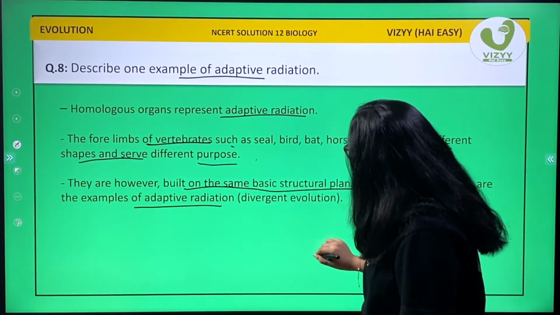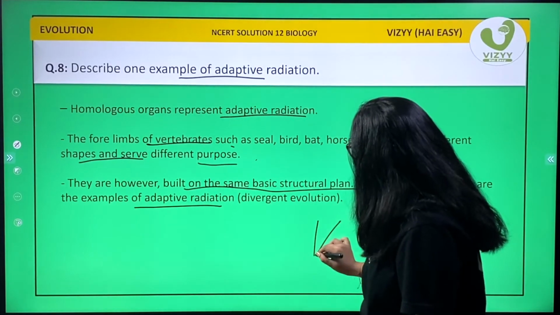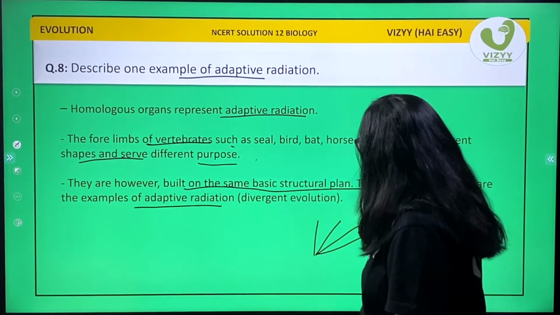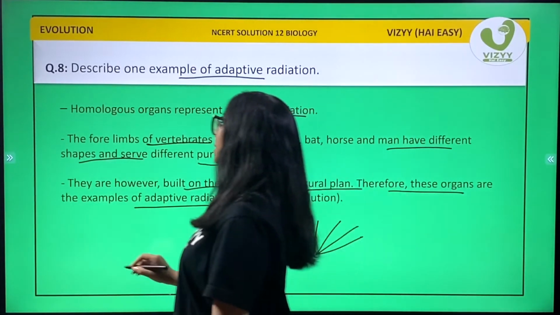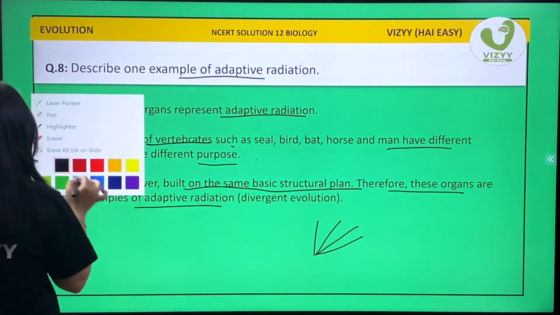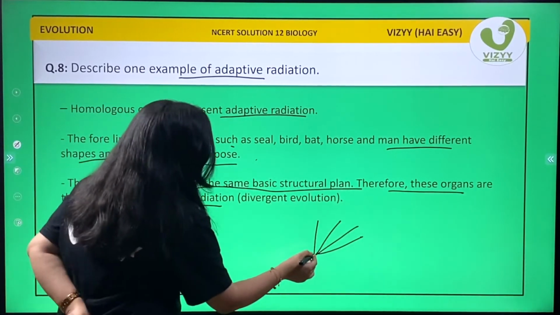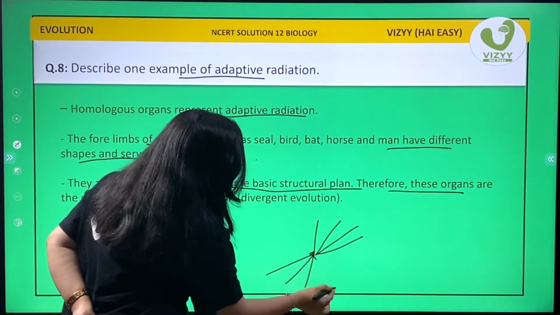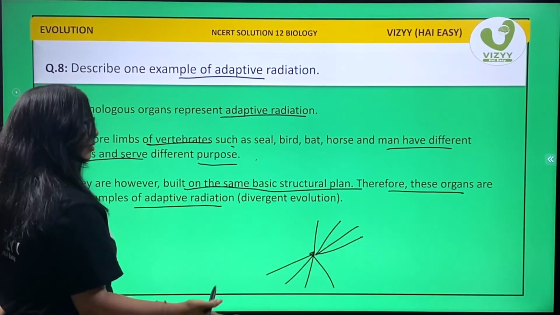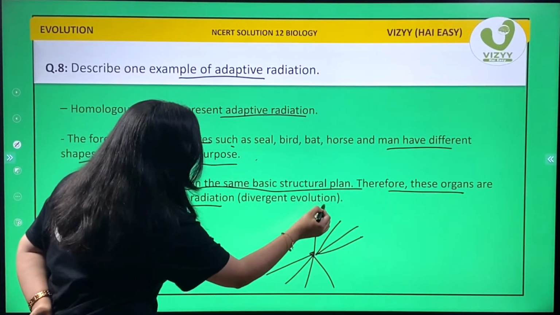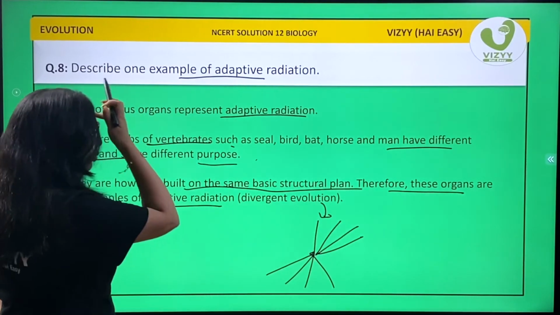And students, what? Divergent evolution. So from one specific thing, several different structures were made which have different purposes and different sizes, and this is what is known as divergent evolution.